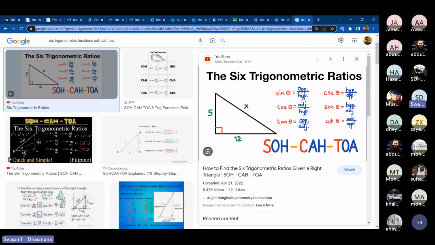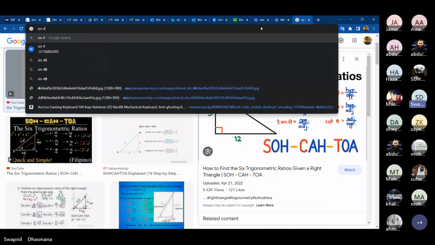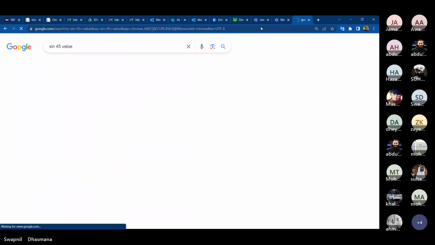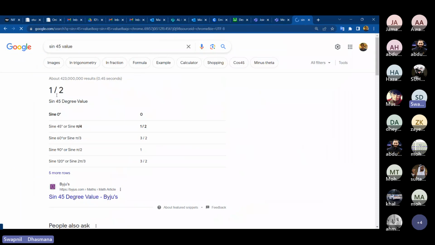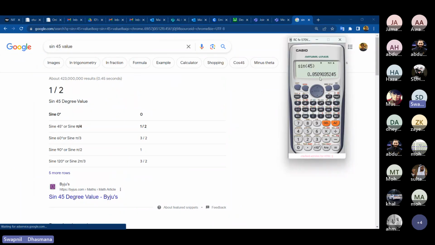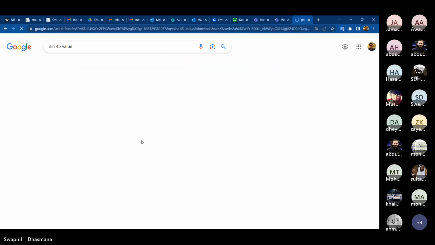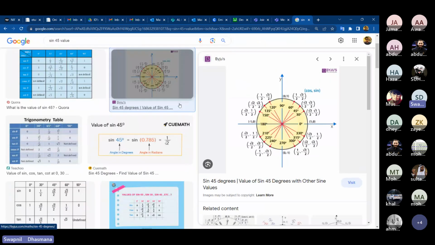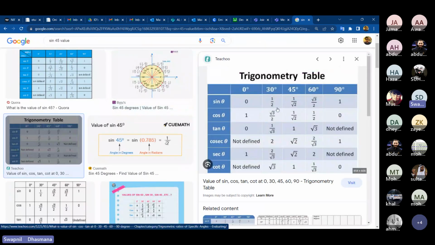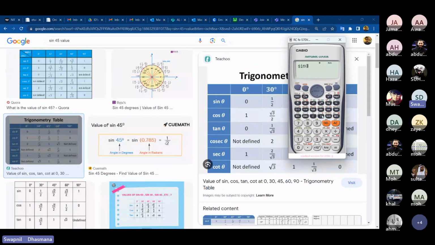Let's see. Sine 45 is half, so I should get 0.5. Right now I'm getting 0.8. Why? It's not half actually, it's 1 by root 2. Don't know why it is showing that. So wait. Actually, let's say sine 30, that's half. So that will be much clearer. So sine 30.